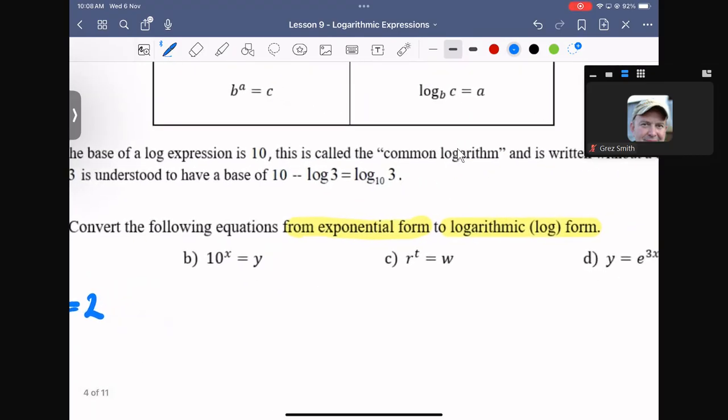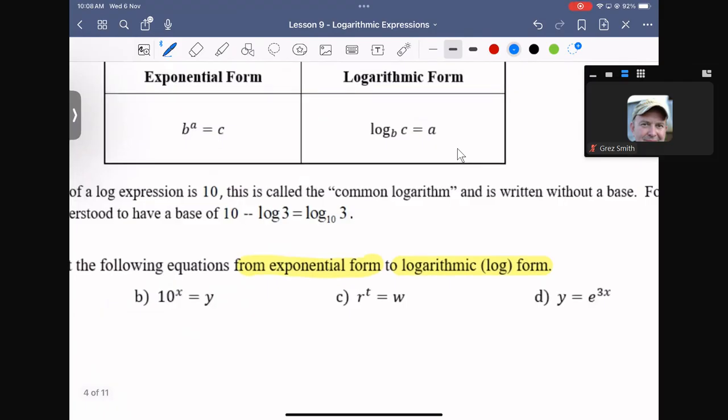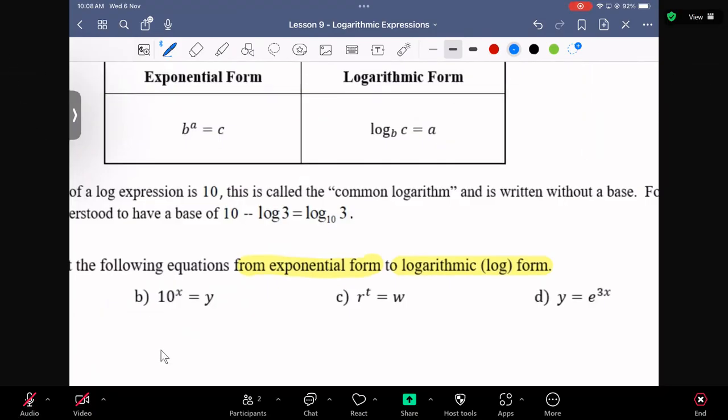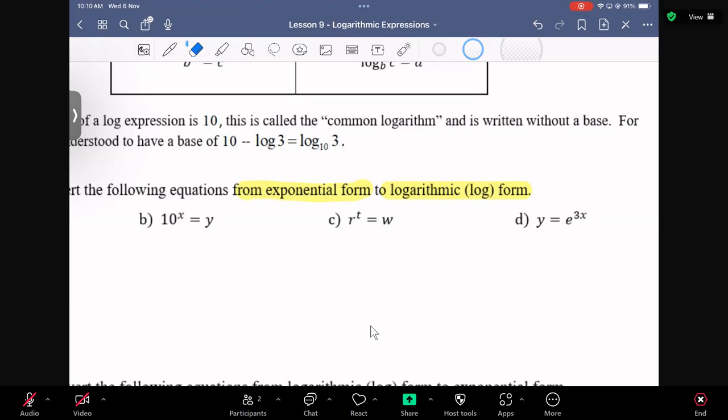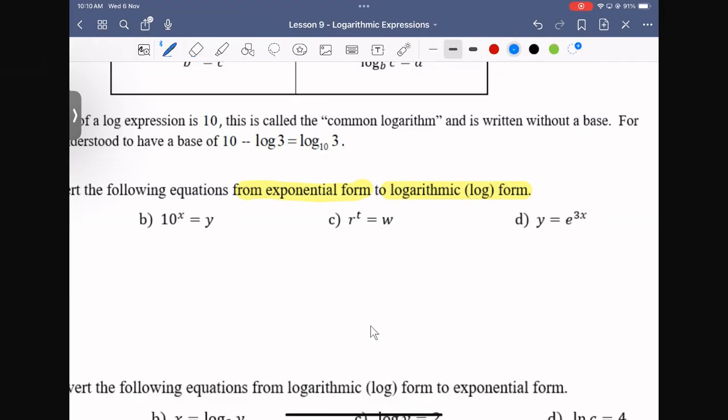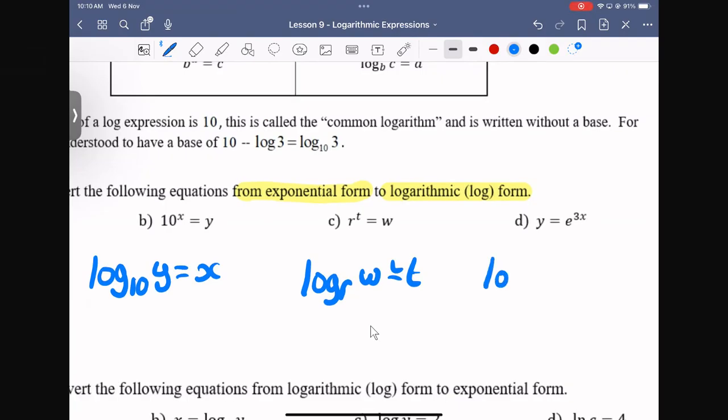Have a go at converting these 3 into logarithm form. Okay, let's have a look at our answers here. So what will we have for the first one? Logarithm base 10 of what? Of y equals x. And for b, for c? Do we have somebody else? Jude? Logarithm base r of w equals c. And then the last one? Of y.